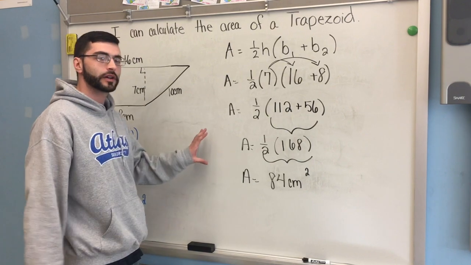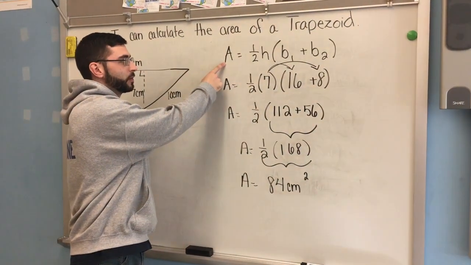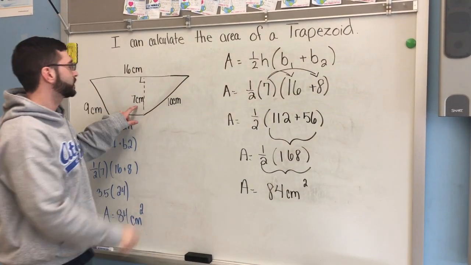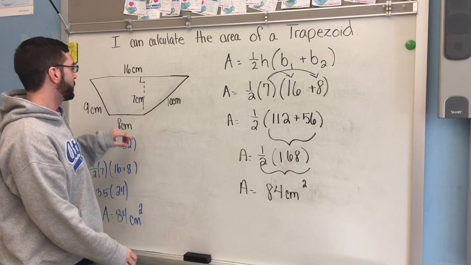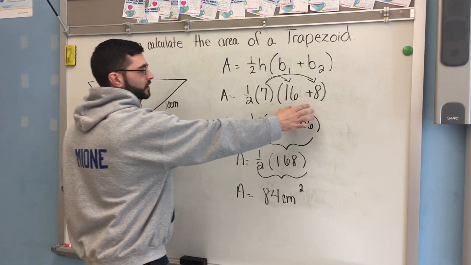Alright, so here's the work. This is the answer key. This is Miss Gilberto's. So Miss Gilberto wrote out her formula, and then she substituted. Her height was 7, which we see here, from top to bottom, bottom to top. Base 1, base 2 was 16 and 8, so she substituted those as well.